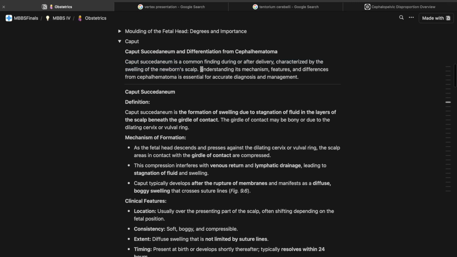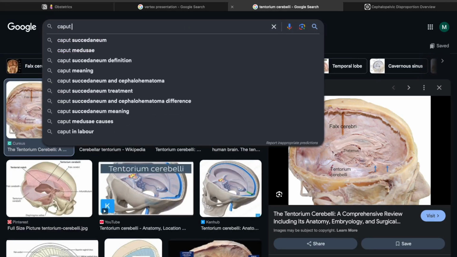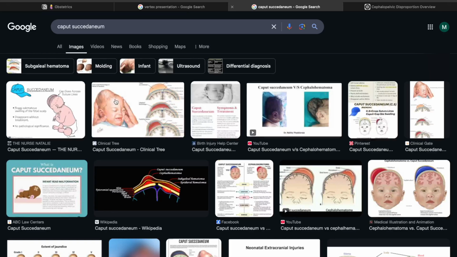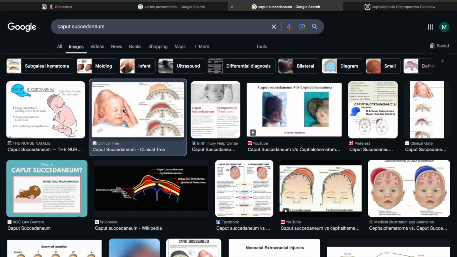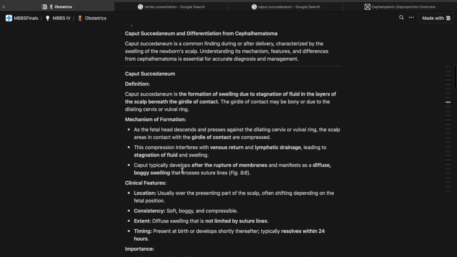So okay, it made sense, right? There is swelling just above periosteum. Let's see an image, that would be better. Caput succedaneum. Yeah, this one. So this is periosteum, and just above that there is this swelling.